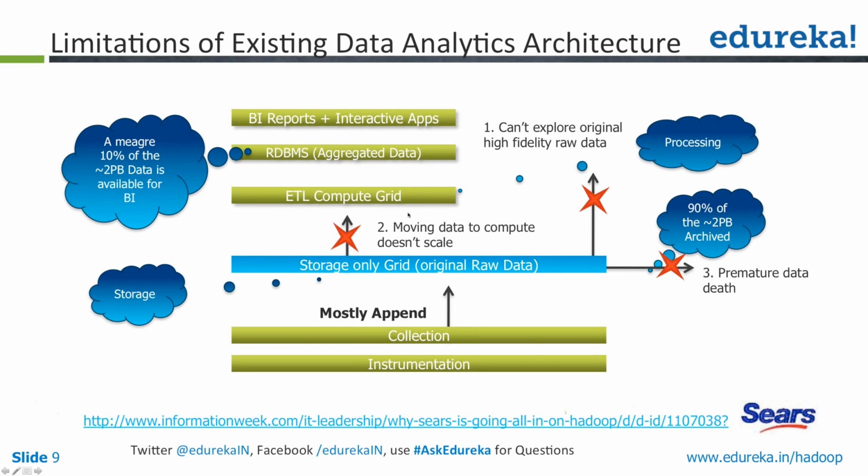Now the challenge here is that 90% of this data gets a premature death. You cannot move beyond a certain size of data into your compute grid, because it doesn't scale beyond that, right? So you look at only the data which you believe is important, and you move it to your compute grid where all your processing happens. Then you do a lot of BI reports. You can have interactive reports and apps where you can do analysis on your historical data.